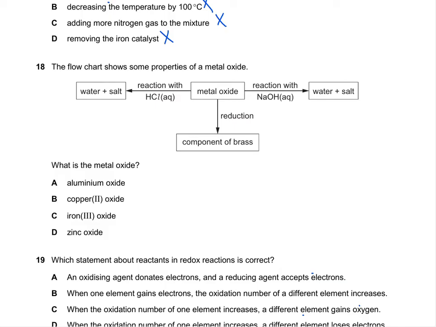The flow chart shows some properties of a metal oxide. The metal oxide is a component of brass. Brass contains zinc and copper. This metal oxide reacts with hydrochloric acid to form water and salt. When this metal oxide reacts with hydrochloric acid, that means the metal is more reactive than the hydrogen in the acid. So, which is more reactive than hydrogen, zinc or copper? We can use the reactivity series.